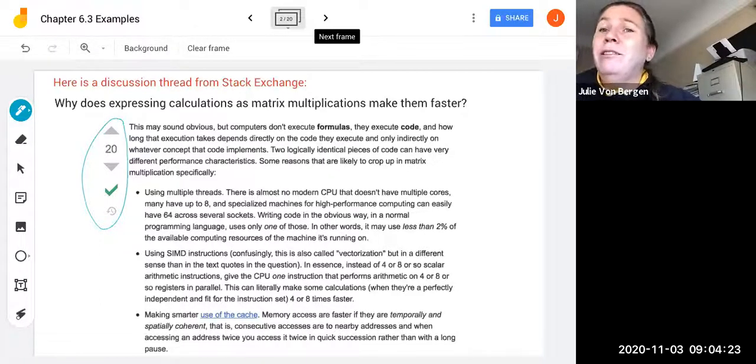The poster said, this may sound obvious, but computers don't execute formulas, they execute code. How long that execution takes depends directly on the code they execute and only indirectly on whatever concept that code implements. Two logically identical pieces of code can have very different performance characteristics. Some reasons likely to crop up in matrix multiplication specifically are, first, using multiple threads. They make the point that there is almost no modern CPU that doesn't have multiple cores. Many have up to 8, and specialized machines for high performance computing can easily have 64 across several sockets.